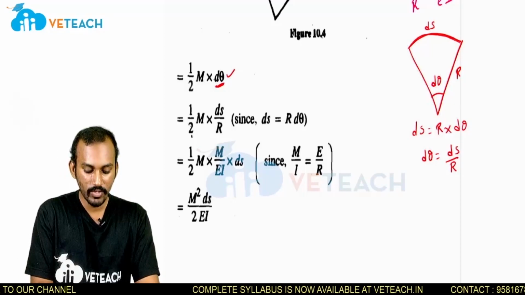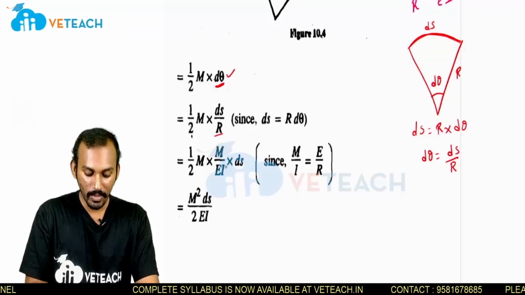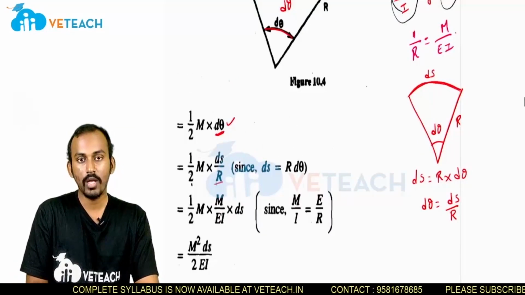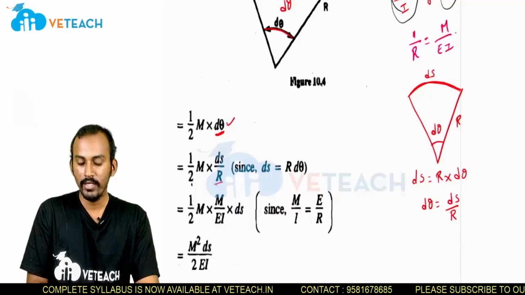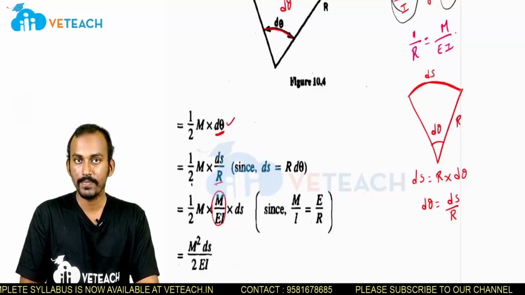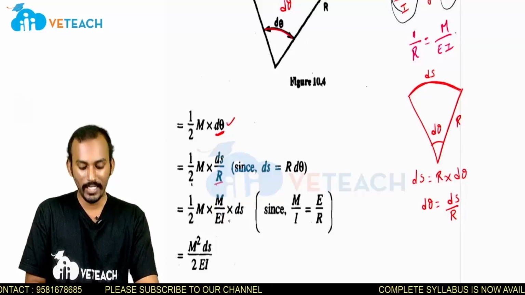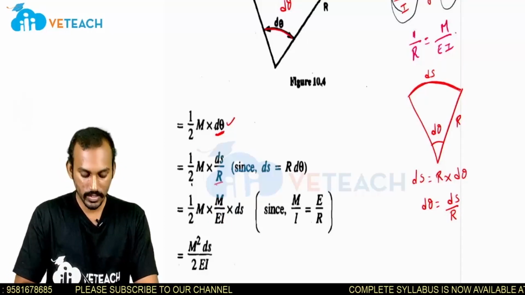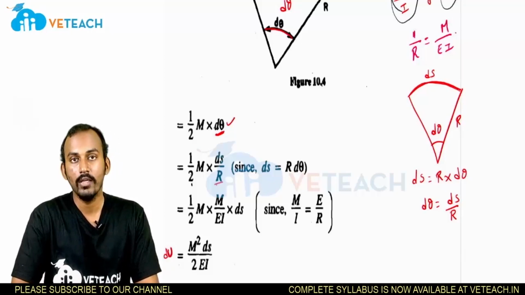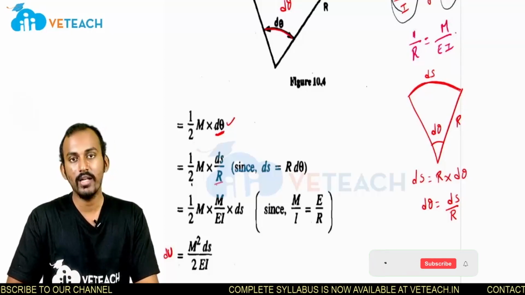So in the place of d theta I am substituting ds by R, and in the place of 1 by R I am substituting M by EI. Now if you multiply, we get M into M, that is M square divided by 2EI, into ds. This is the strain energy stored in a body. It is not for the complete body. We have assumed a small element, so on that element this is the strain energy stored.